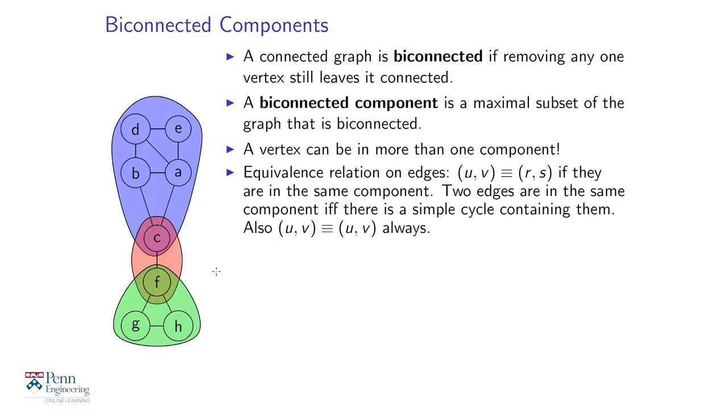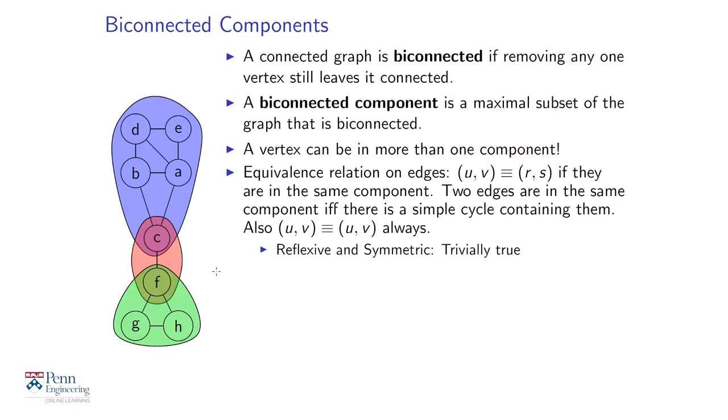So why is biconnectedness an equivalence relation on the edges? We will say that two edges UV and RS are equivalent if they're in the same biconnected component. And it turns out that another way of saying this is that two edges are in the same component if and only if there's a simple cycle connecting them. So a cycle that does not repeat any vertex except for the first and the last, that contains both these edges. Every edge is in relation with itself.